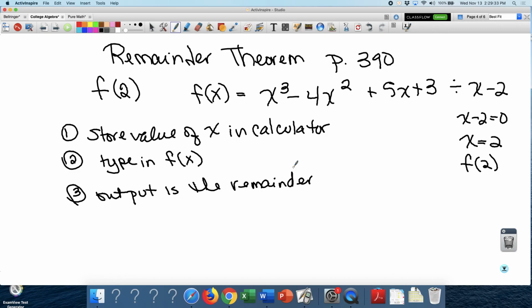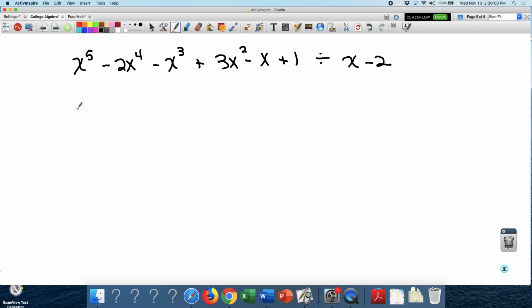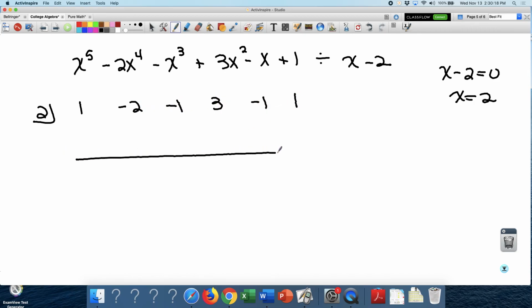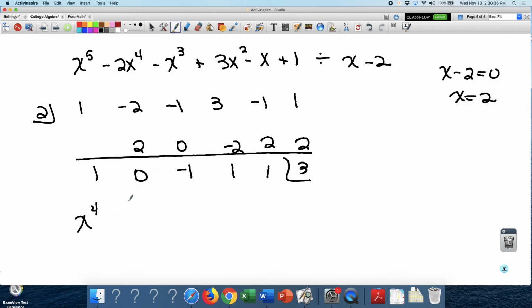Well, let's do a long synthetic division and see how we can use it to check that. I'm going to do x to the 5th minus 2x to the 4th minus x cubed plus 3x squared minus x plus 1 divided by x minus 2. So what's going to go in the box? Well, x minus 2 equals 0, so x equals 2. 2 goes in the box. I've got 5, 4, 3, 2, 1, none. So I have all of my terms, so I just write their coefficients. I'm going to perform my synthetic division. Now, I think that this is my answer.